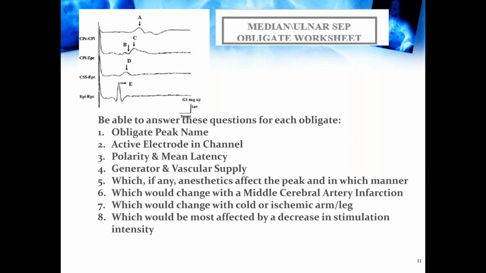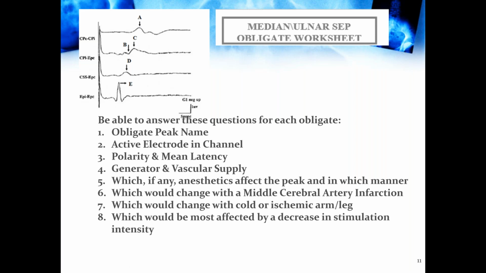And then number 4, be able to identify the generator and which vessel serves to perfuse that part of the brain where the generator is. And then which, if any, anesthetics affect the peak and in which manner. This is an upper SEP. So this anesthetic question is for CNIM only. So of course it's cortical only. Only the waveform identified by the letter A would be affected.